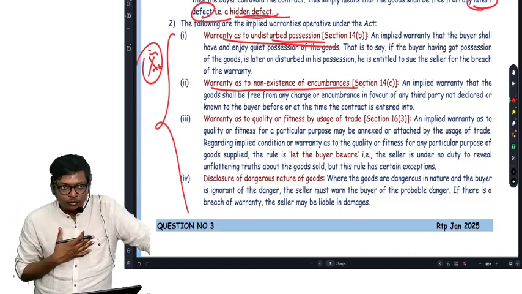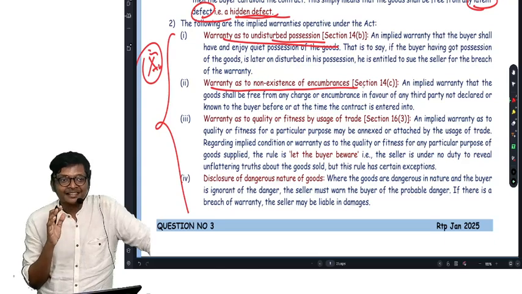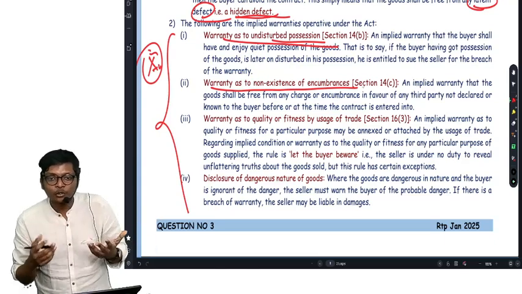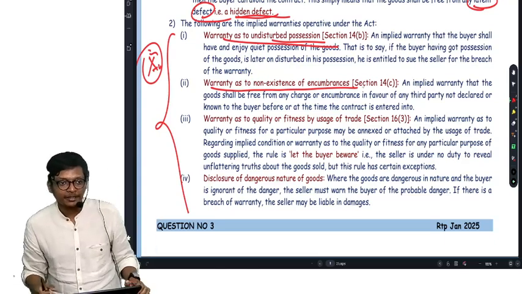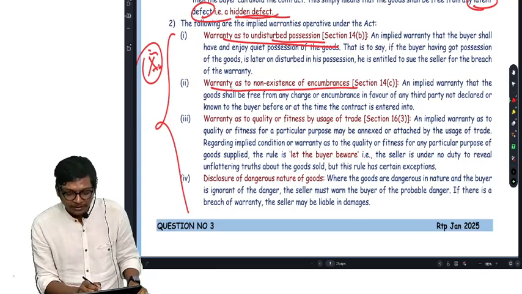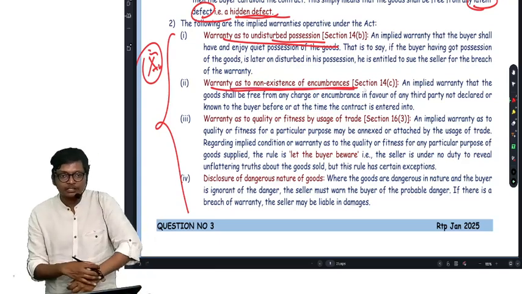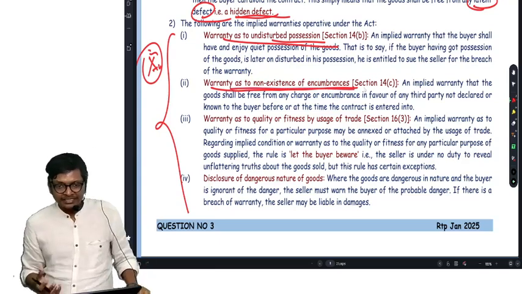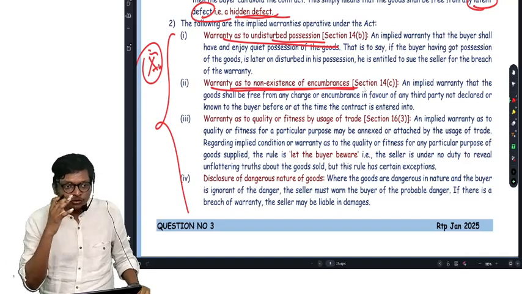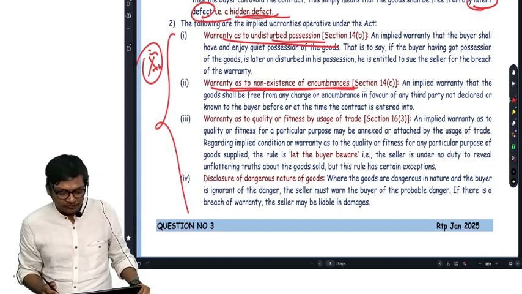After buying an iPhone, he's saying, "I purchased the iPhone on loan, so you pay the EMI." That is not possible because of the implied warranty as to non-existence of encumbrances. There is no loan encumbrance attached to the property. I am buying it free from all of this.